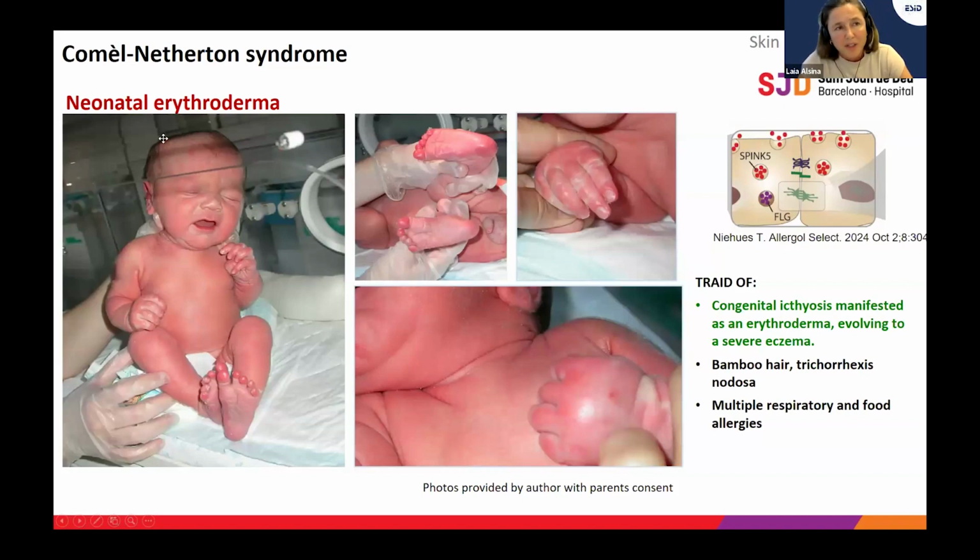So in Comel-Netherton syndrome, in which there is a SPINK5 loss of function, patients have a skin barrier problem with excessive passing of allergens, giving very severe food allergies, and also the translocation of bacteria, giving chronic skin inflammation. So these patients early on in life can have this neonatal erythroderma, and then over the months and years, they will have a very atypical and severe eczema.